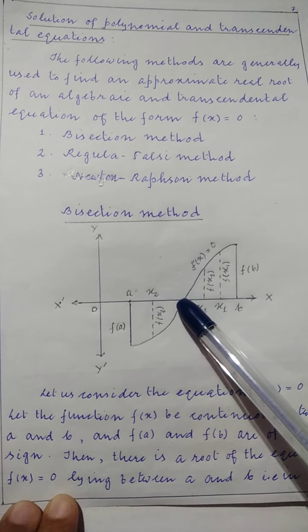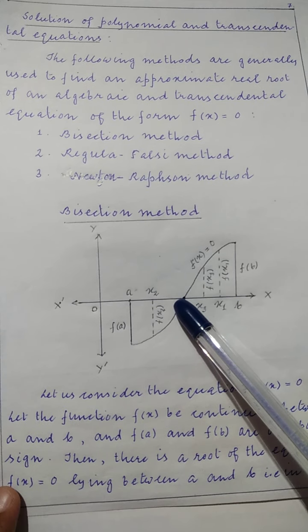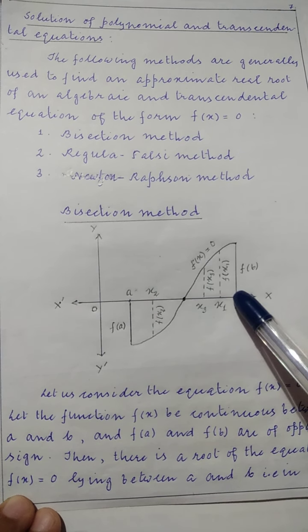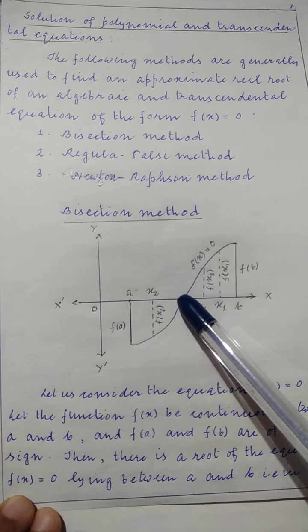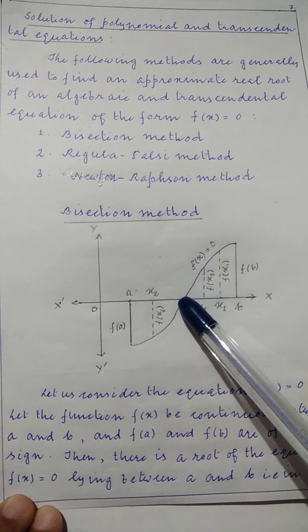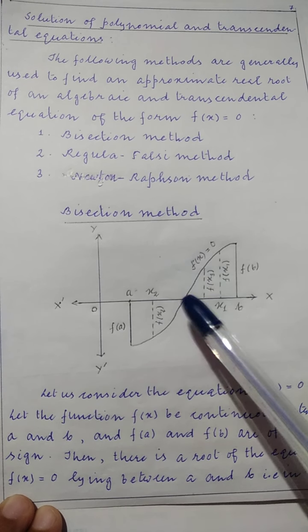In the bisection method, what we have to do is make the interval closer and closer, and we have to come to this point. So how to do that? We'll take the help of the method of bisection. In the method of bisection, first you have to find the first approximate root of this equation.